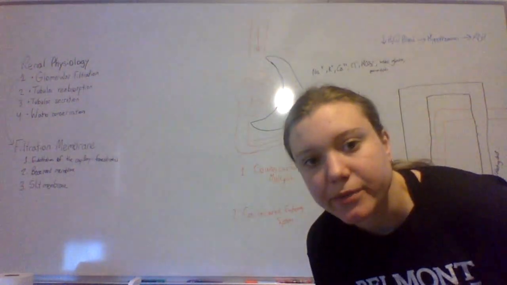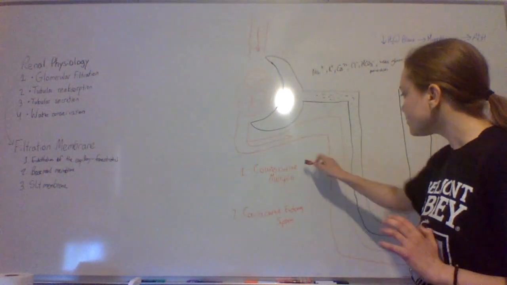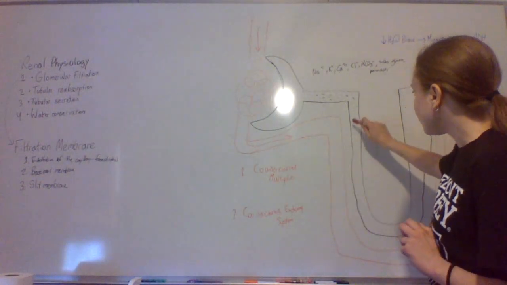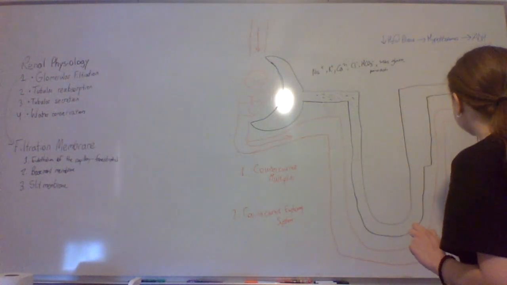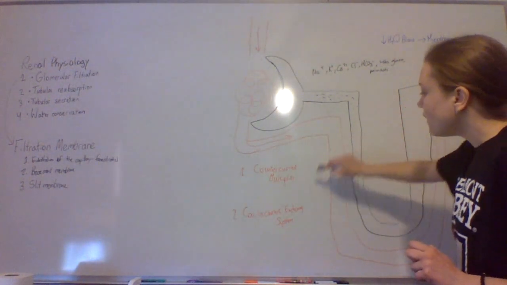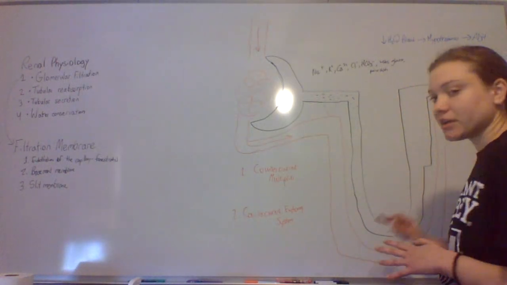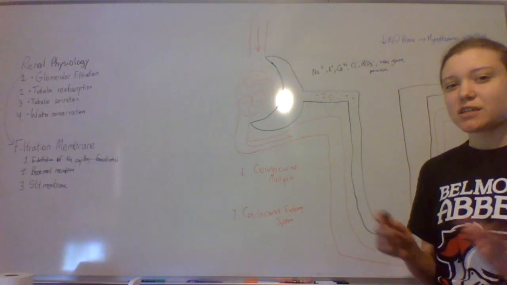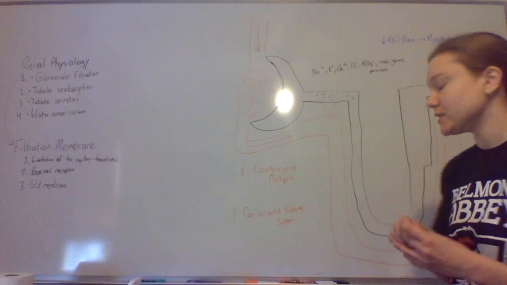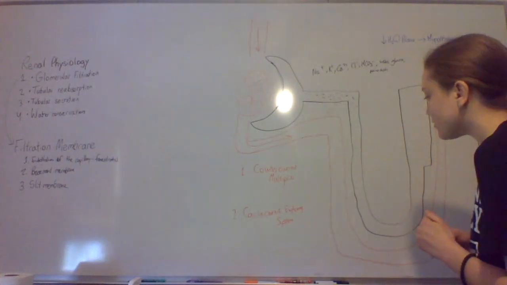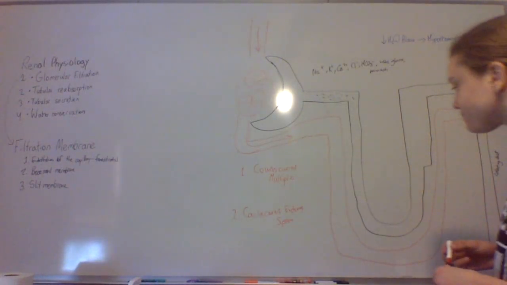Alrighty, you probably can't read that. So the countercurrent multiplier really revolves around the nephron itself, while the countercurrent exchange system has more to do with the capillary, which in this case is the vasa recta. We'll get into that when we get into the countercurrent exchange system in more detail.